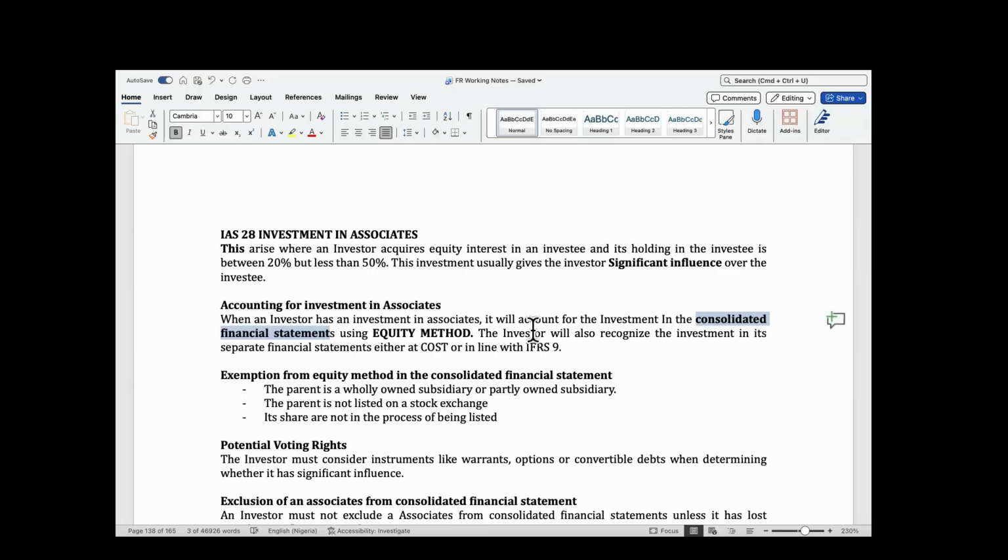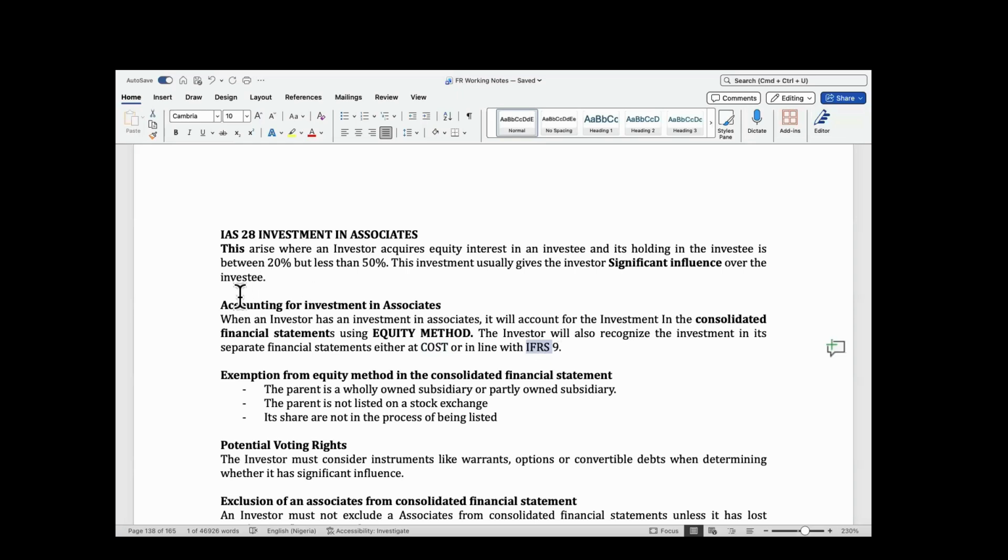Now, however, if you are not preparing consolidated and you have an investment in associates, you must also recognize it in your own separate account as well as an entity. And that one is straightforward. You either recognize it at cost, or you recognize it in line with IFRS 9 at fair value.